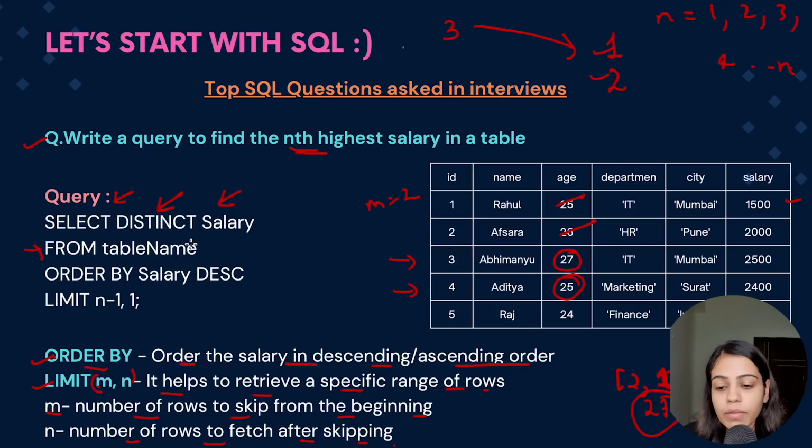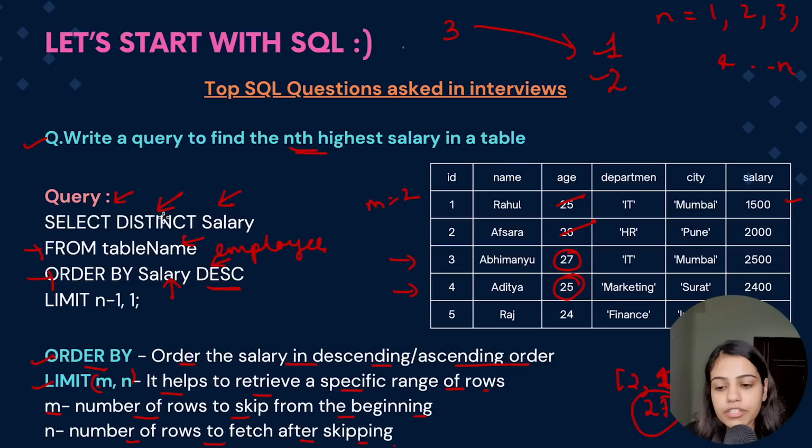Then we provide from, and then we provide the table name, sorry, it would be employee here. Then we give the order by clause, and then we give the column name on which we want to order the values. Order by basically orders the salary in ascending or descending order. We need to find the highest, so we will be ordering it in descending order.